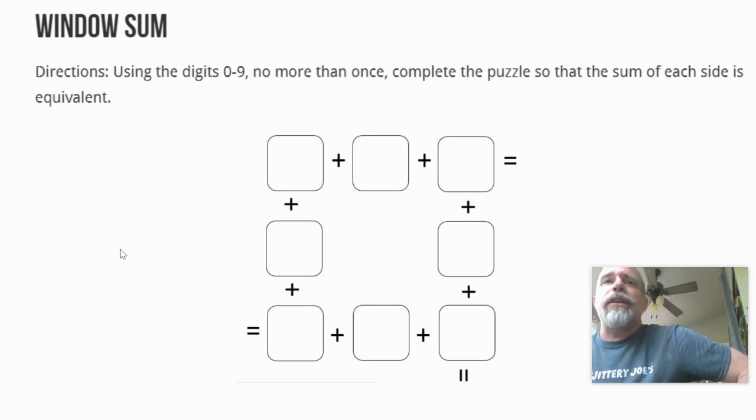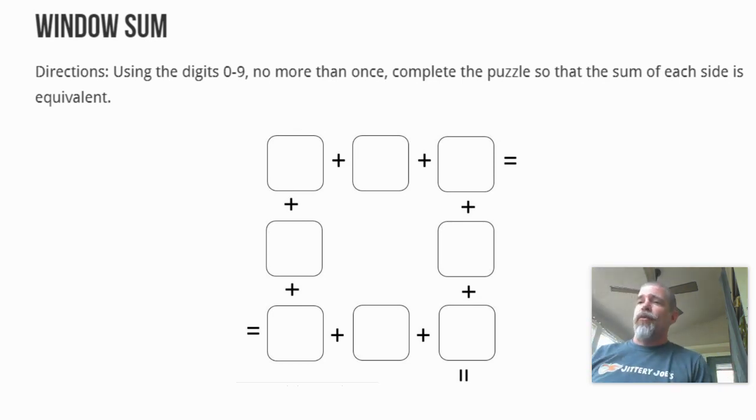Our problem of the week is the window sum. It says, using digits 0 through 9 no more than once, complete the puzzle so the sum of each side is equivalent. What I did in order to solve this is I took a piece of paper and cut it into small pieces, and then I put the digits 0 through 9 on them. So I put 0 on a card, 1 on a card, 2, 3, all the way up to 9. That way I can shuffle them around and work with them and do a little guess and check.